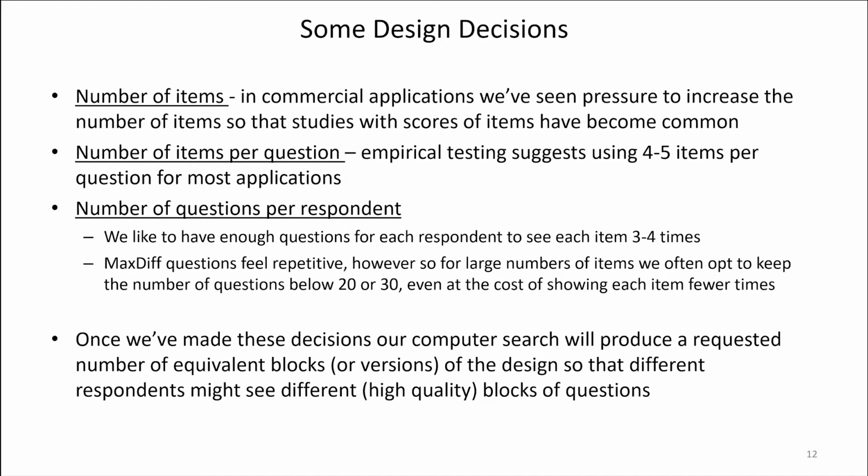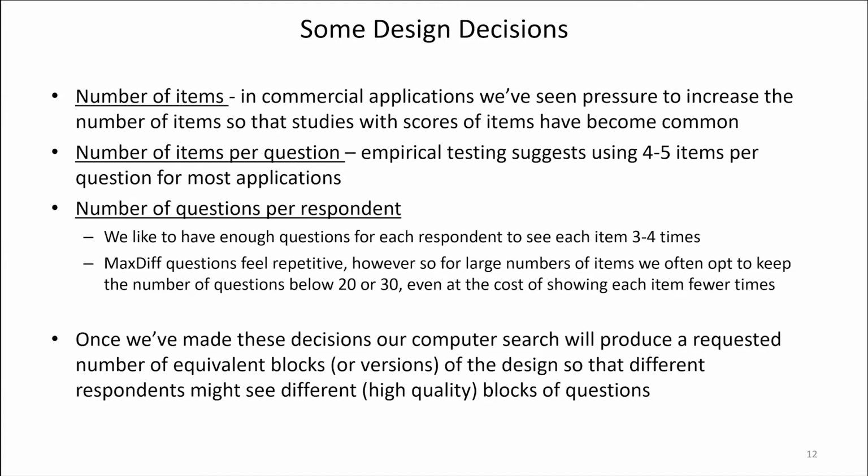And some of the inputs that we have to come up with are, how many items, we need to know how many items in total we're going to be studying. That's an input to the computer algorithm. And in commercial applications, unlike in academia, where I think the largest number of items I've seen in an academic paper has been about 17, in commercial applications we're often pressed to do much more than that, 10 or 20, 30, 40, 50, 100 items sometimes. So that's an input. We want to figure out how many items to include per question. So I showed you examples that had 4 or 5 items. And the reason is that some theoretical and some empirical testing that we've done really suggests that 4 to 5 items per question is probably the best way to go.